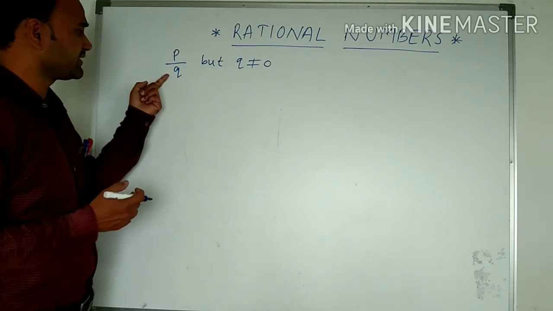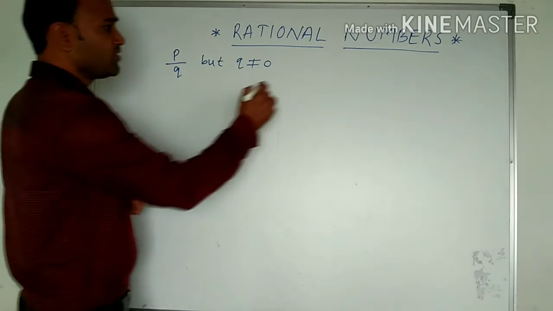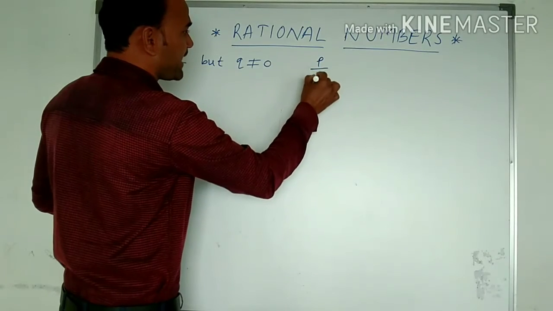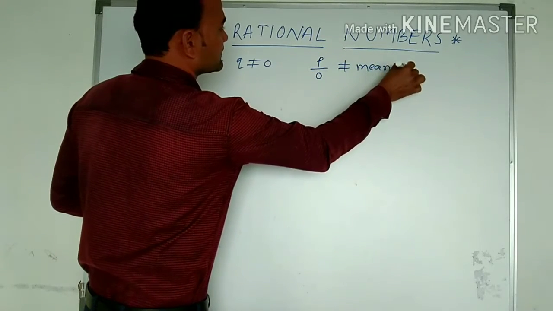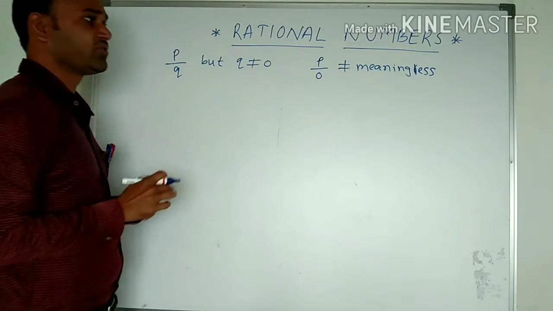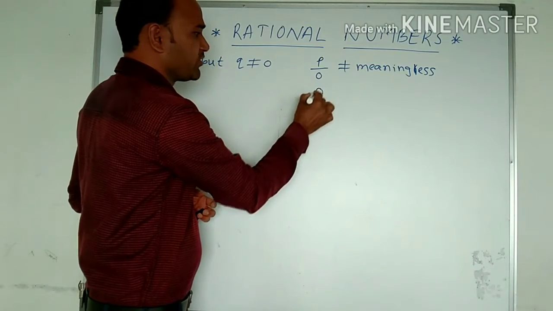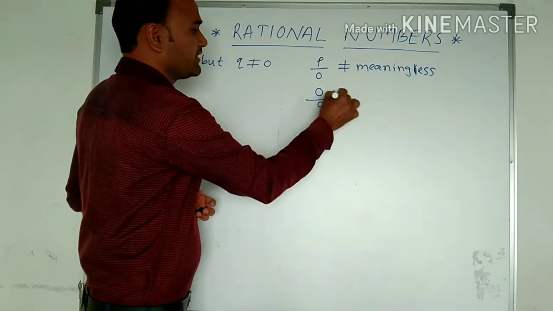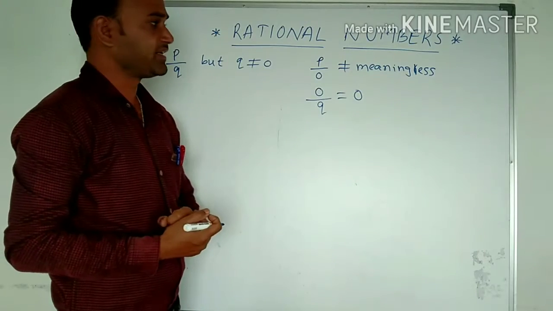It means that the division part, the downside part, should not equal 0. When the denominator, that is the downside part, becomes 0, it is meaningless. If the upside part is 0, then the number equals 0.